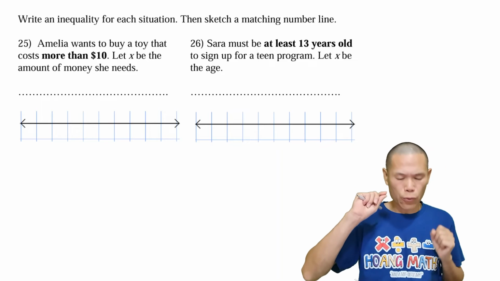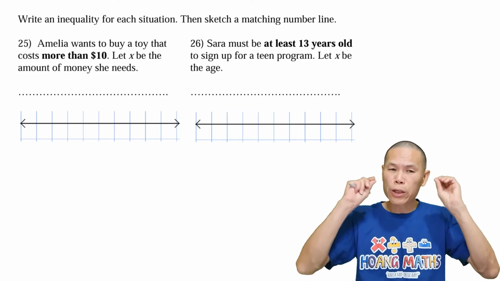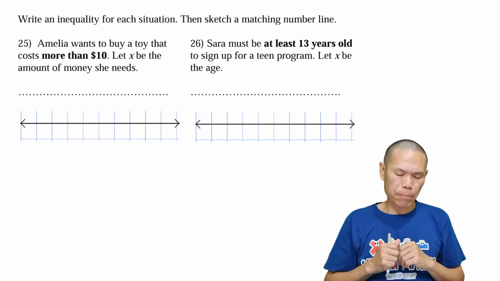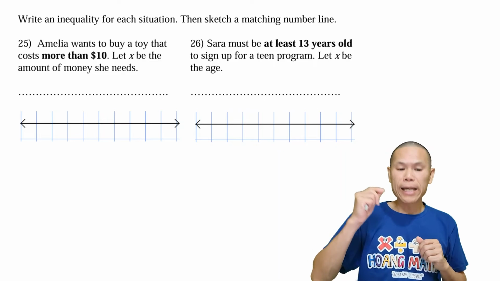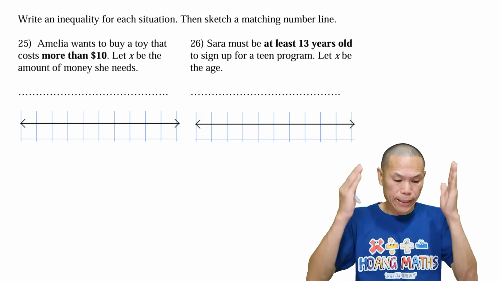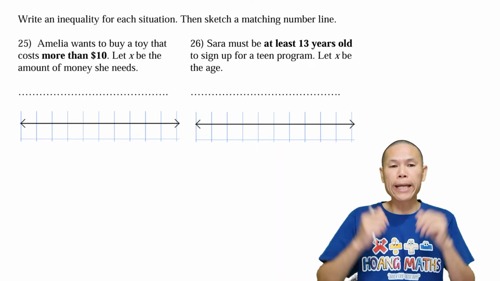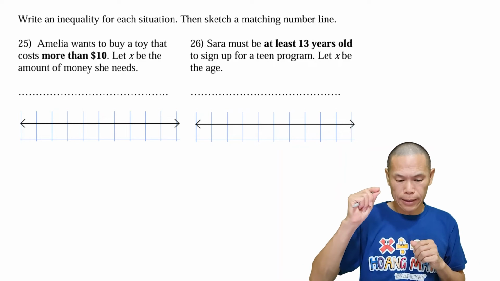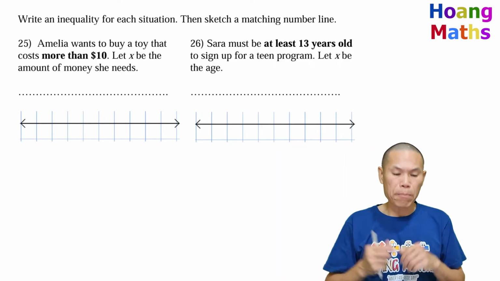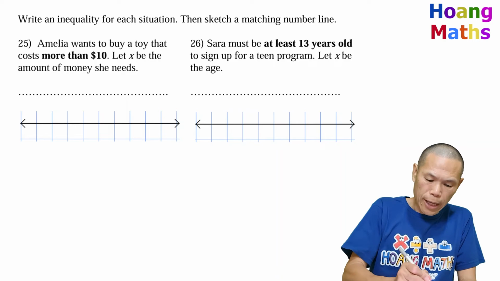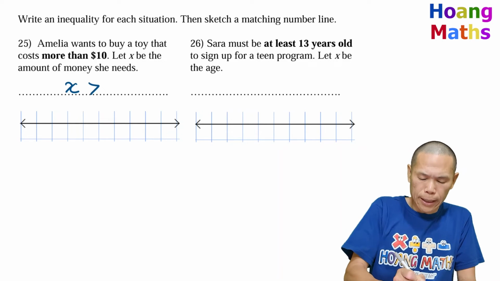Now, next one. We need to write an equation for the situations, and then we need to graph them on the number line. So question number 25. Amelia wants to buy a toy that costs more than $10. So more than $10 means x is greater than 10, because x represents money. So that is x is greater than 10.